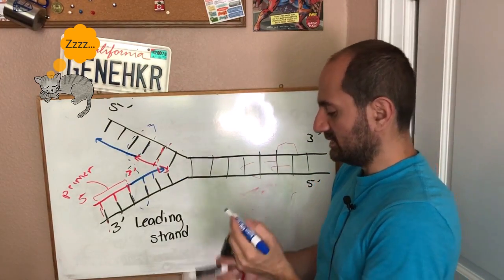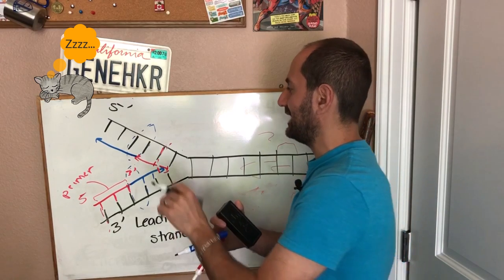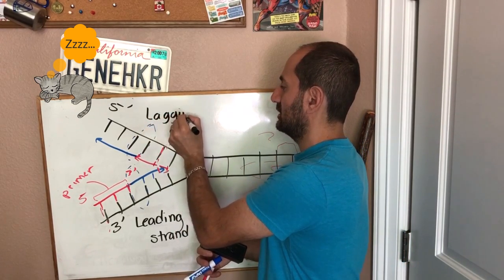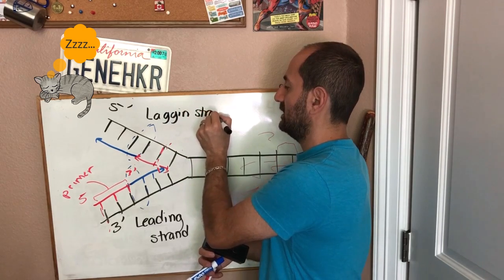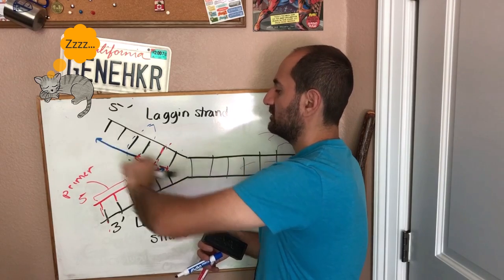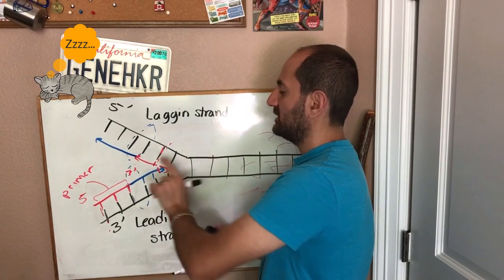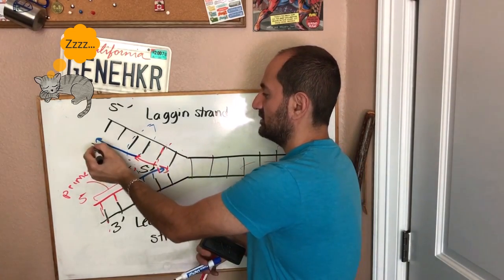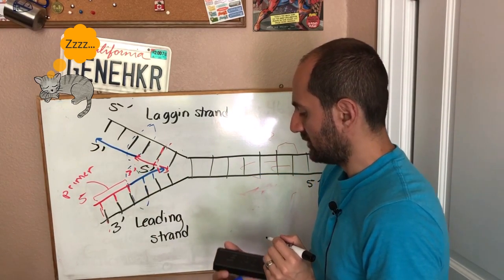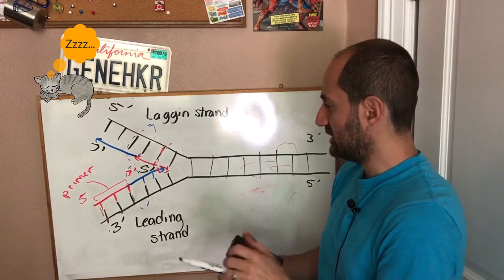Okay, that's called the lagging strand. This one's called the lagging strand. Why? Because you are lagging behind. You are moving away from the replication fork. Why? Because 5' to 3' in this case is away from the fork. All right, so what happens when you continue?